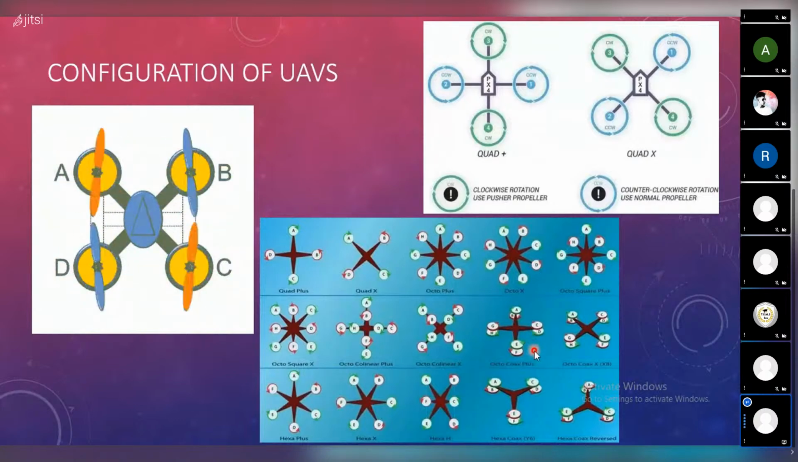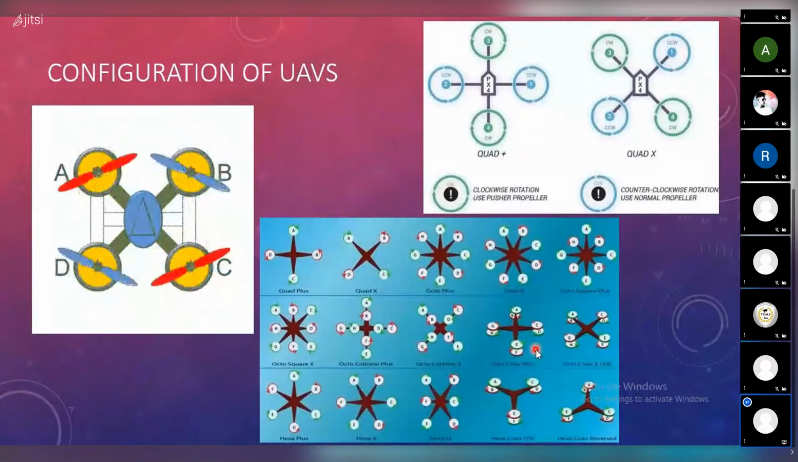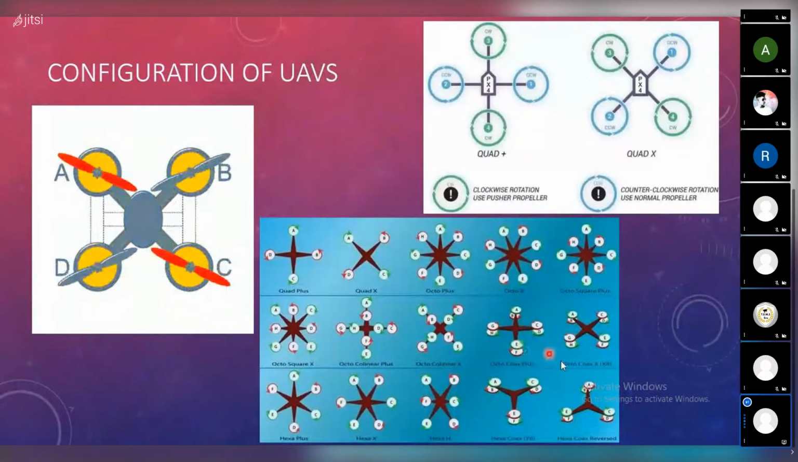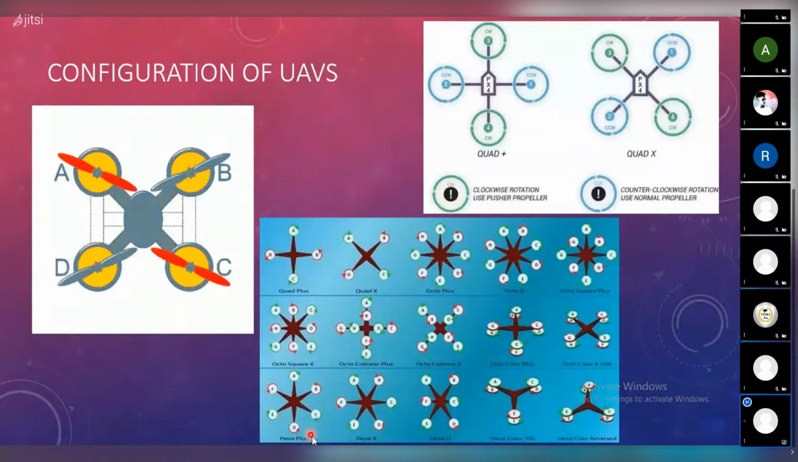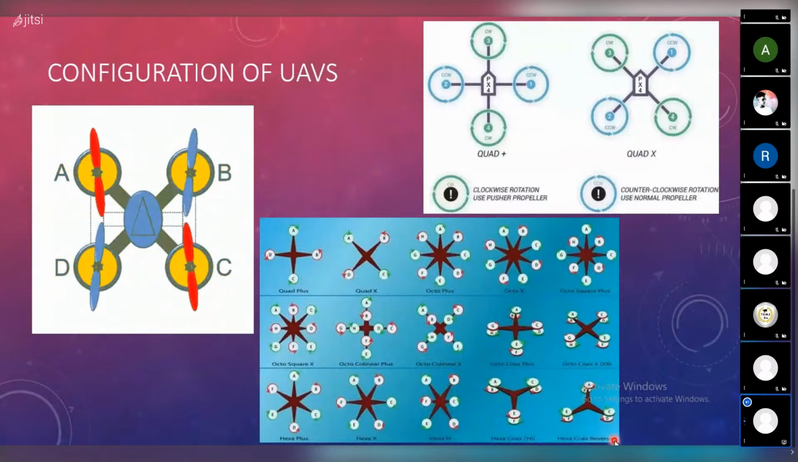So this is also to achieve more lift and to be able to lift heavier payloads. So this is coaxial plus, octa coaxial X. Then we have hexa, that is 6 propellers. Hexa plus, hexa X, hexa H, hexa coaxial, and hexa coaxial reverse. So these are the general configurations of drones.